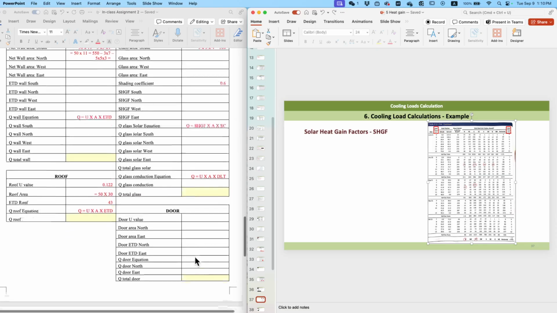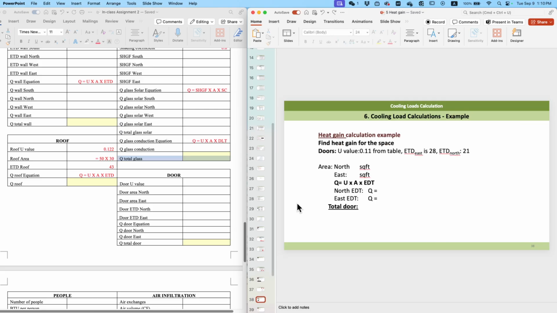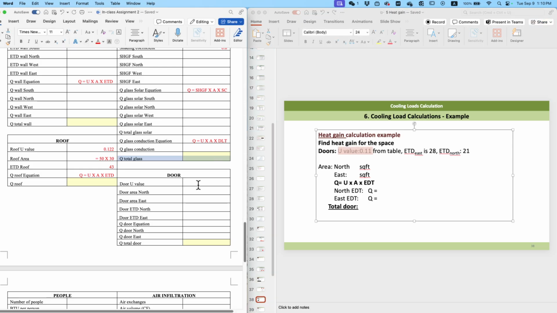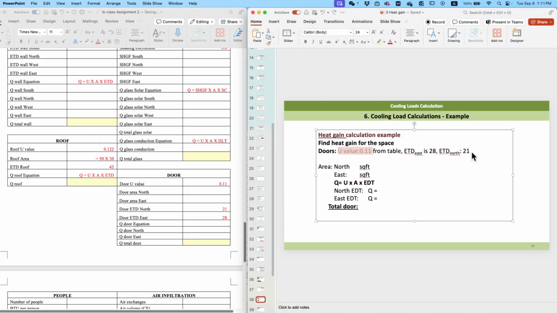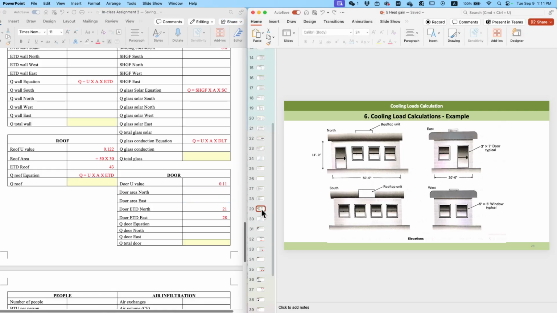And then let's introduce doors. How to calculate doors heat gain? Let's see right here. The given information: the door U factor is 0.11, and ETD is already provided. ETD north is 21, east is 28. You can directly find the given information. And how about door area? Again, go back to the elevation view.